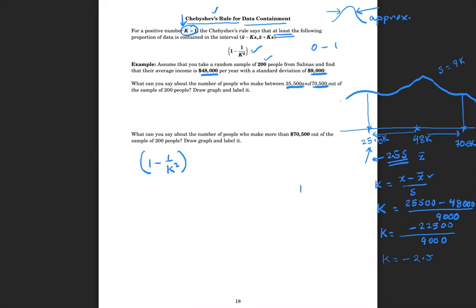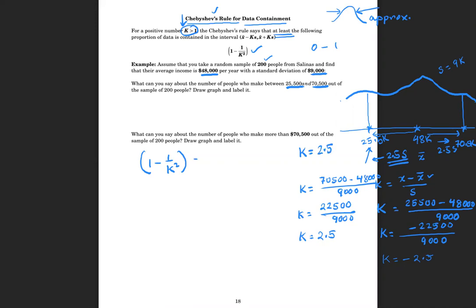So k is equal to 70,500 minus 48,000 divided by the standard deviation of 9,000. That gives k equal to 22,500 divided by 9,000, or k equal to 2.5. So you're moving 2.5 standard deviations to the right and 2.5 standard deviations to the left, the same value. So the k you found is actually 2.5.